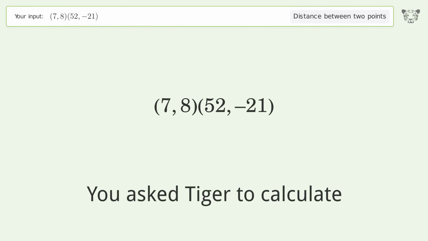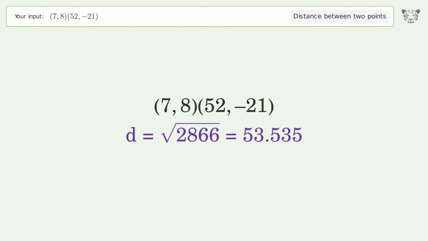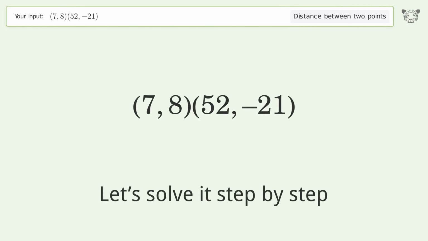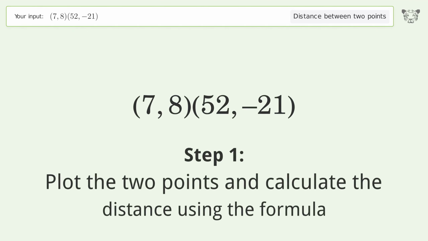You ask Tiger to calculate. This deals with the distance between 2 points. The distance between the 2 points is the square root of 2866, or 53.535. Let's solve it step by step. Plot the 2 points and calculate the distance using the formula.